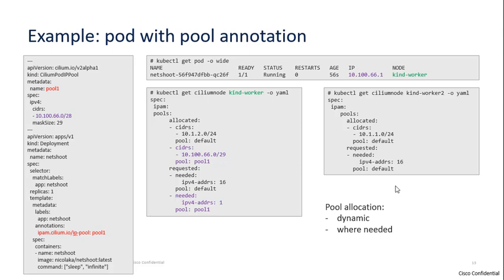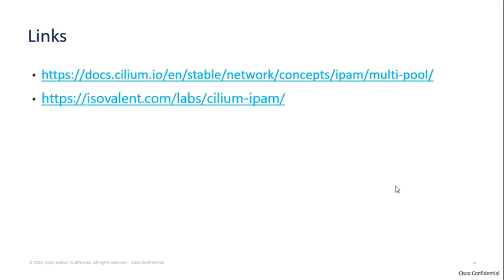On the right, you have the reference of the Cilium node kind-worker 2 state, which shows no reference to pool 1, because the single pool 1 client pod is deployed on the kind-worker node. It confirms that the pools are allocated dynamically and where needed. Refer to these isovalent Cilium links for further details.